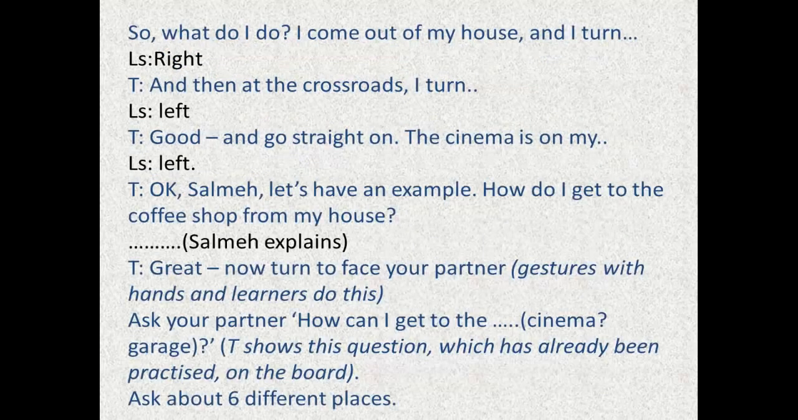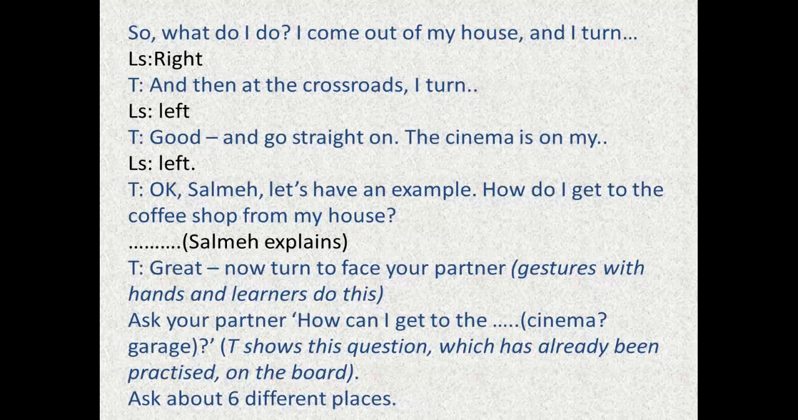So what do I do? I come out of my house and I turn right. And then at the crossroads, and I'm pointing at this at the time, I turn left. Good. And go straight on. The cinema, and I'm pointing at this at the same time, is on my left. Okay, Salma, let's have an example. How do I get to the coffee shop from my house? And let Salma explain. If she's struggling, you might get another learner to do a different one if you think they're not sure of this.